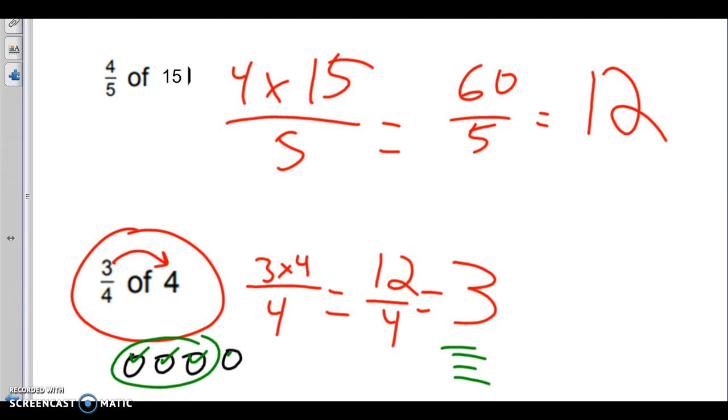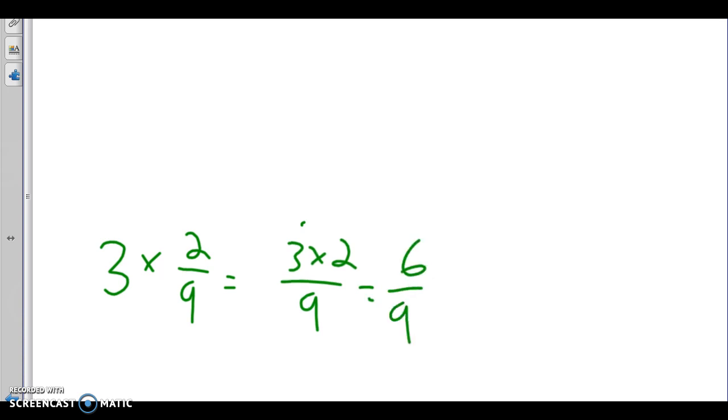Just know that these are multiplication problems. If you saw any kind of multiplication problem, whatever, 3 times 2 ninths equals 3 times 2 over 9, 6 ninths. And that's how you multiply fractions by whole numbers.